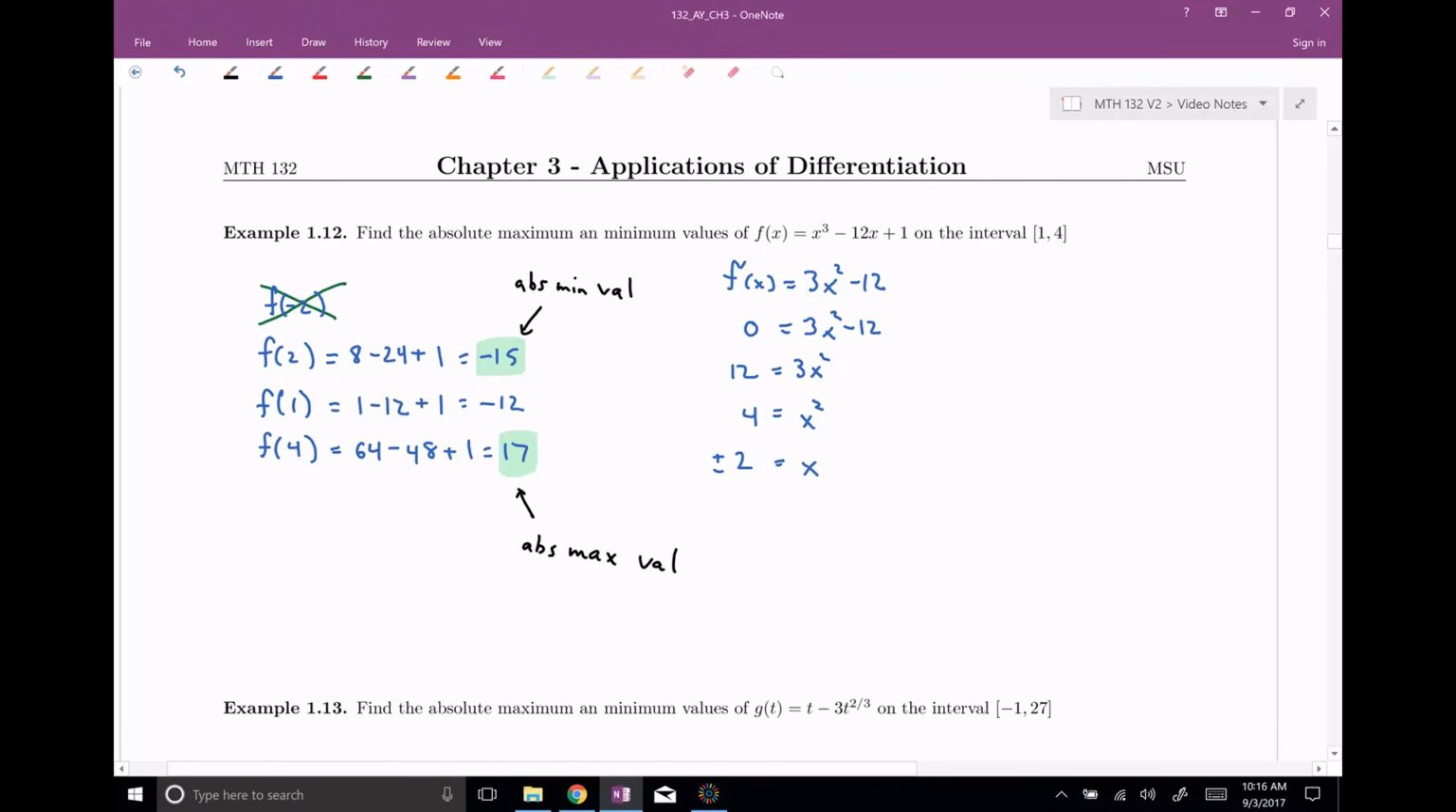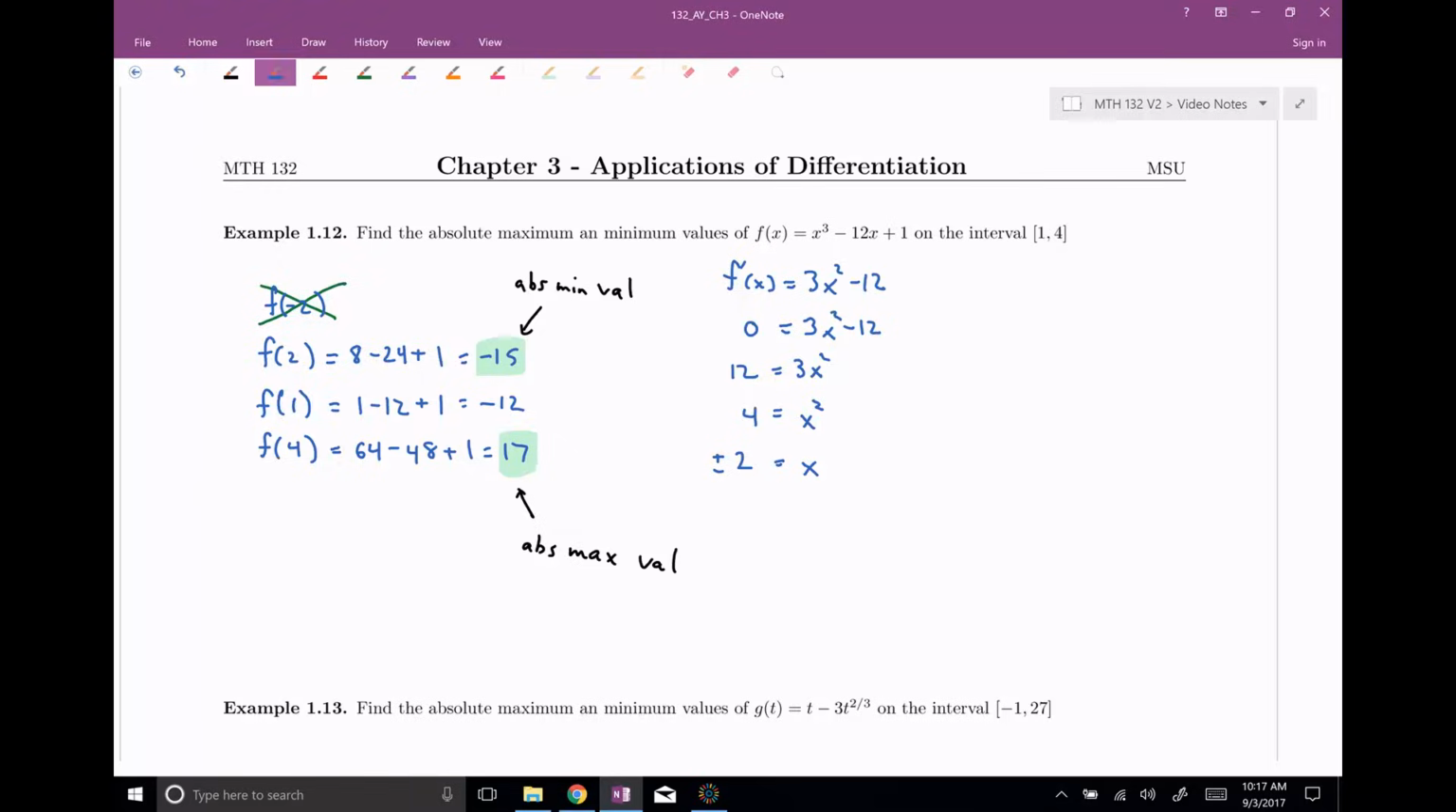Now, sometimes I've seen people accidentally write that the absolute minimum is 2, or the absolute maximum is 4. And this is actually answering a different question. This is answering where the absolute minimum or the absolute maximum occurs. So the absolute minimum occurs at 2, and the absolute maximum occurs at 4. So you have to be careful. These absolute maximum values are y values. These are the things that the function is actually spitting out. So you just have to be a little bit careful when you're answering these things.